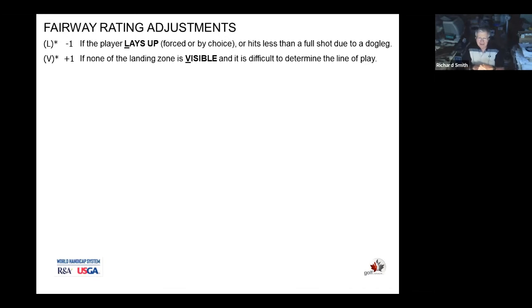But on the other hand, if you go over a hill on a more or less featureless course where there aren't any trees to give you direction, then that would definitely be a candidate for this visibility adjustment.